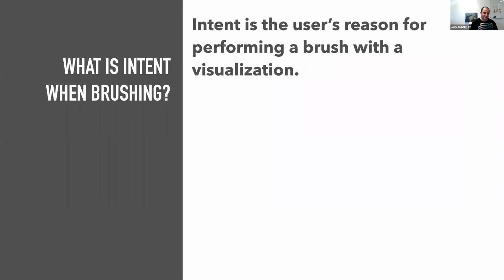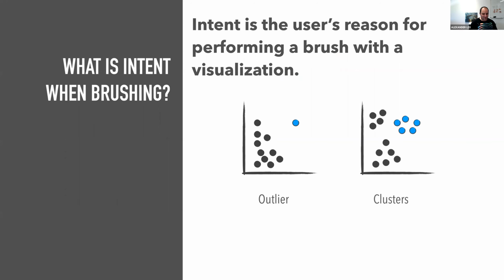And what is the intent when people brush? Well, intent is the user's reasons for performing a brush with the visualization. And so, of course, there's higher level intent, such as I want to find the compound that helps with whatever cancer patients of that particular type recover quickly. But you could also say there's lower level intent. For example, I want to identify outliers, or I want to identify clusters.